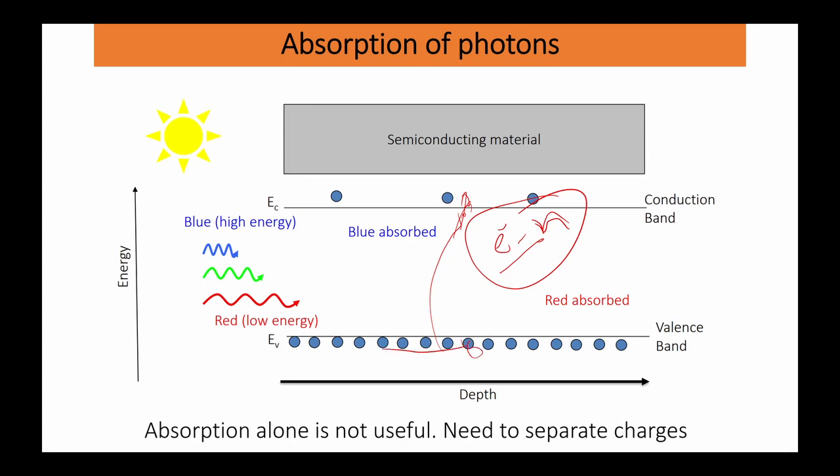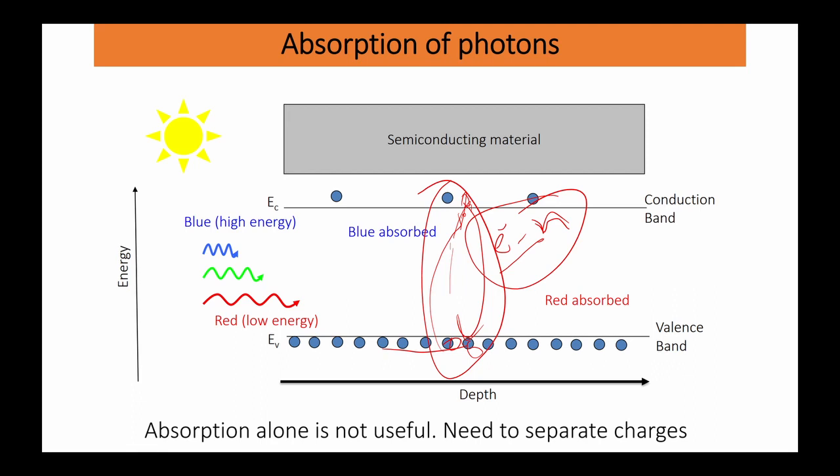So we need to separate these, which are in a bound state. This is an electron and this is a hole, so these are in the bound state, and they will recombine, so there won't be any current. So how can we separate them? There are several methods through which we can separate the electron hole pairs, which we will look into.